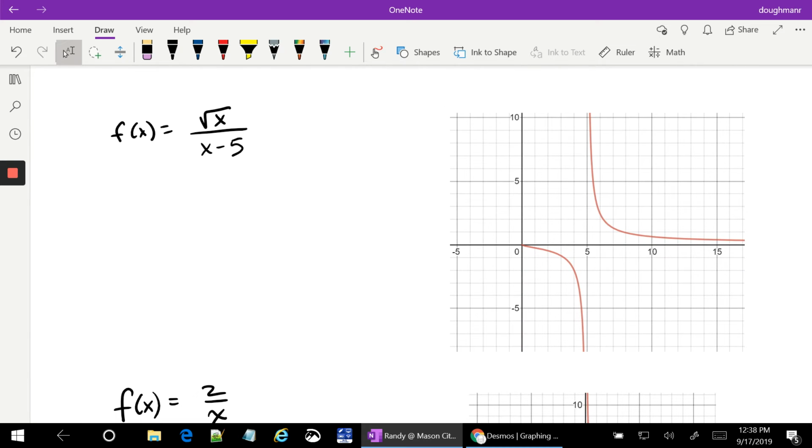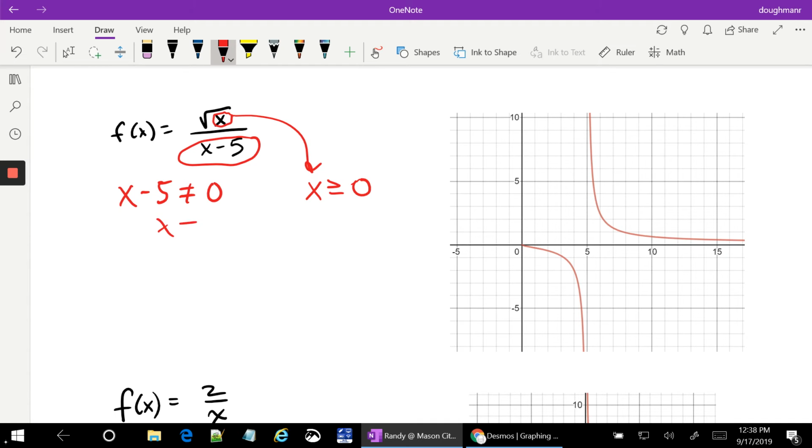Next problem, square root of x over x minus 5. Remember, when we're looking at a fraction, we're only concerned that the denominator has to be not equal to 0. So x minus 5 cannot equal 0. And then if we have a square root, we just have to look at that x, and x has to be greater than or equal to 0. So we've got two restrictions on our domain. I can solve this problem. So x cannot be 5, and x cannot be 0.